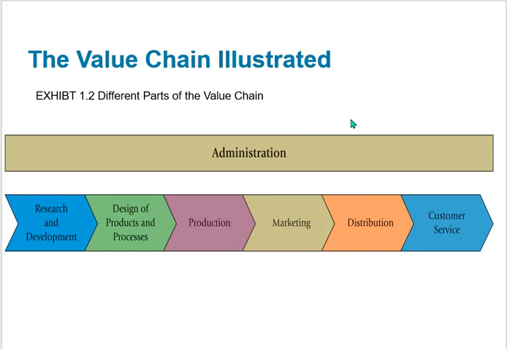Now this administration piece is you. We are in here, and the rest of it adds value. So research and development, design, production, marketing, these are all directly related to the product. But administration includes accounting, human resources, information technology, and it serves as a support function for all of these value-added activities. And this is in your textbook. Actually, it's in a lot of textbooks.